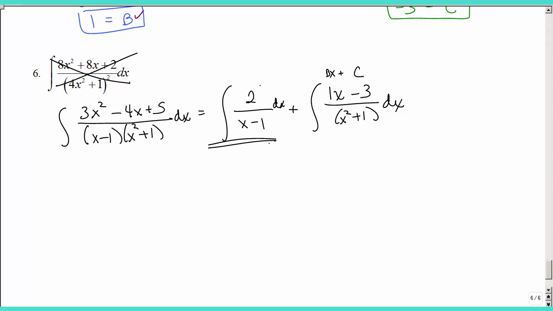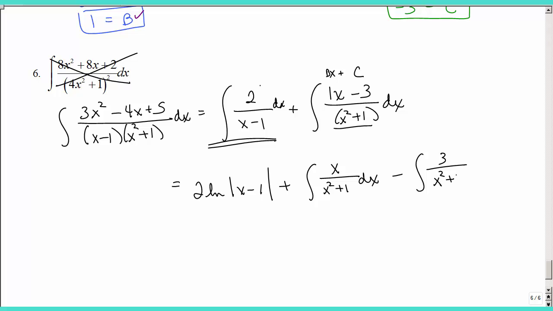Okay, can I integrate that? Yes, that's that natural logarithm. Okay, can I integrate this? Well, hope so. What can I do with it? Can I separate it? Let's try that. So that would be x over x squared plus 1 minus 3 over x squared plus 1. Can I do something with that? Well, I think so. If I let this be u, my du is 2x dx.